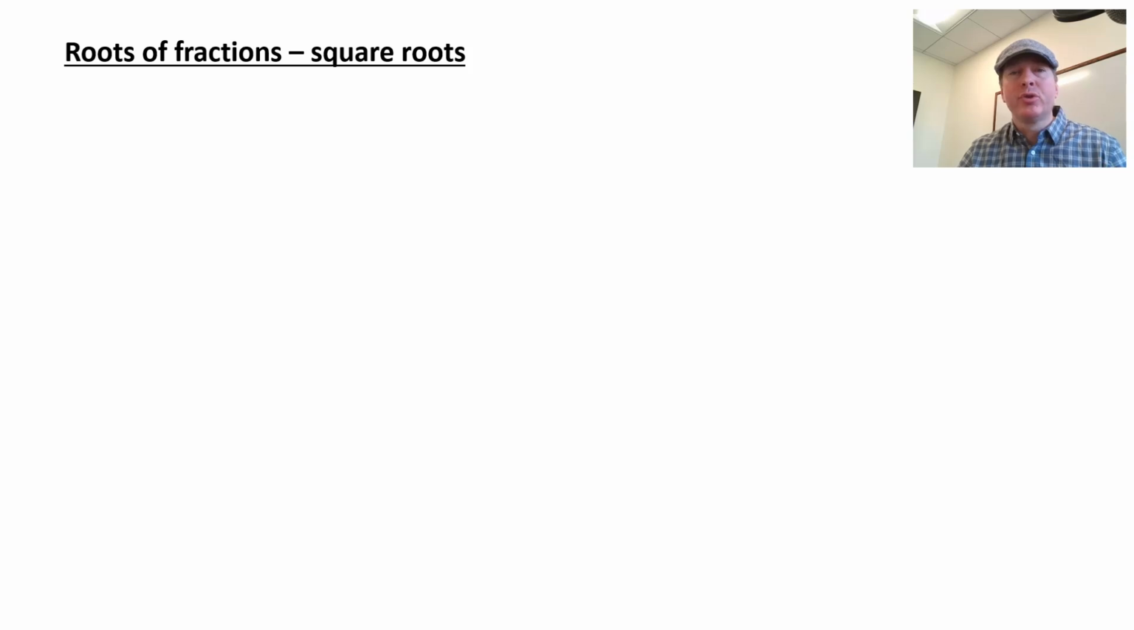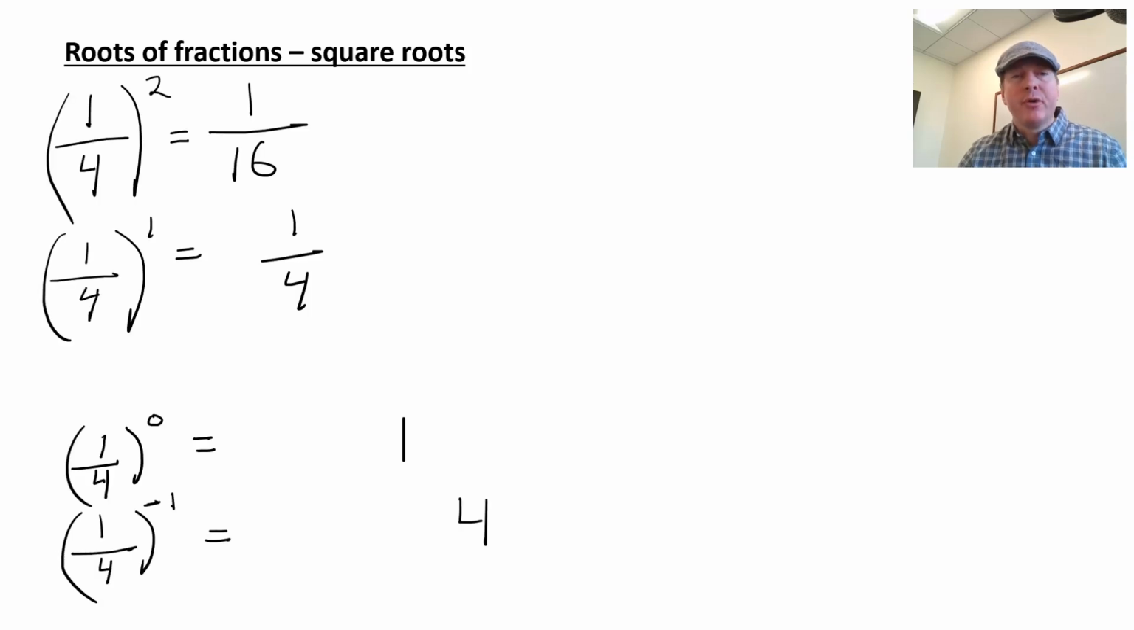Let's talk about the square roots of fractions. Here I've written out a fraction raised to different exponents, and you see that if it's a fraction raised to a positive exponent, the number gets smaller, not bigger. And so you can see the way I've written this. If you make the exponent a smaller number, the fraction, when raised to an exponent, gets bigger, not smaller. So I wrote 1/4 to the 1 is simply 1/4. And 1/4 to the 0 is 1.